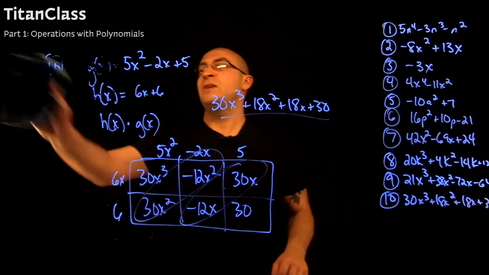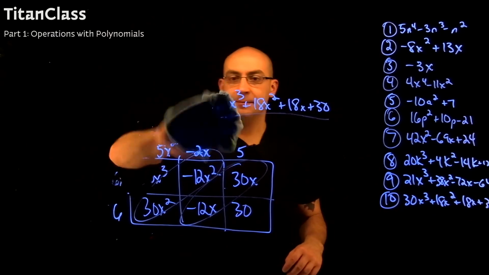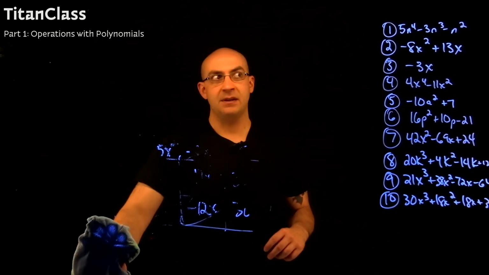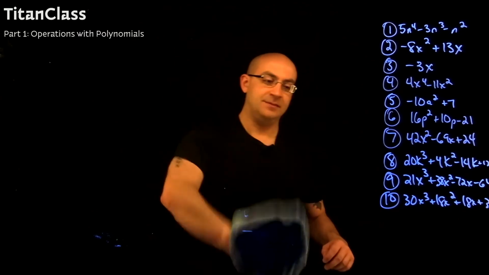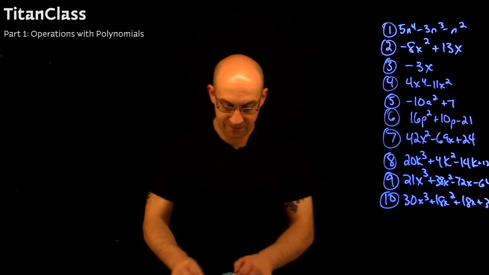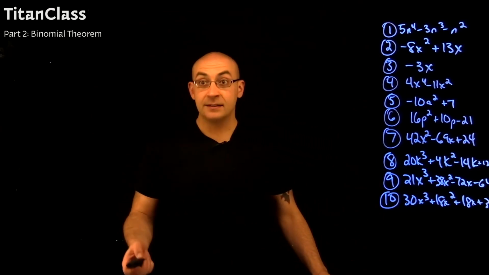All right, finish with adding, subtracting, and multiplying polynomials. Just be careful of the function notation, and be careful of your minus signs. All right, let's get rid of this marker. Let's move on to binomial theorem.